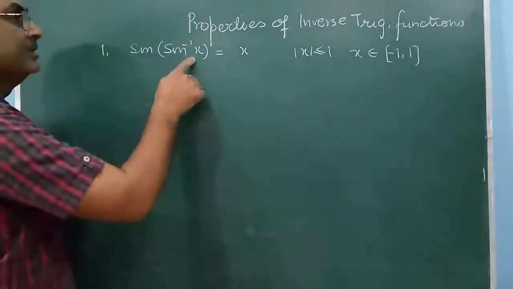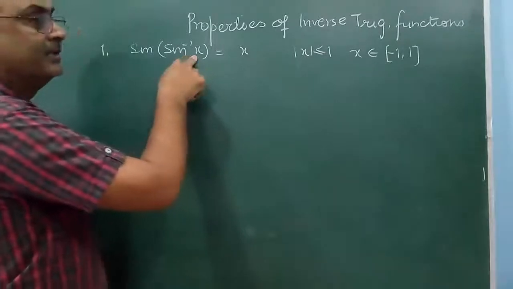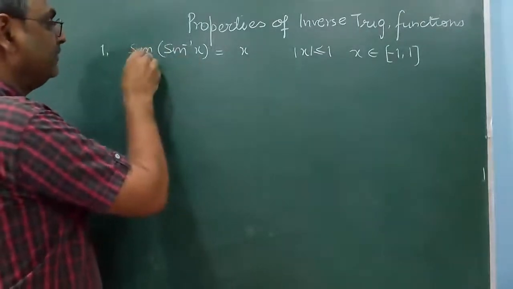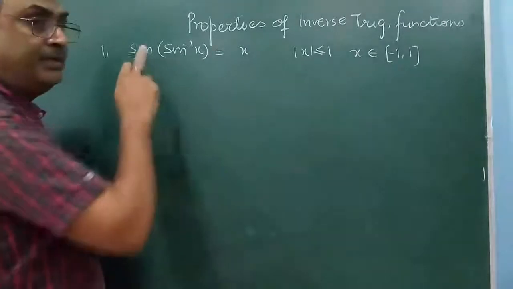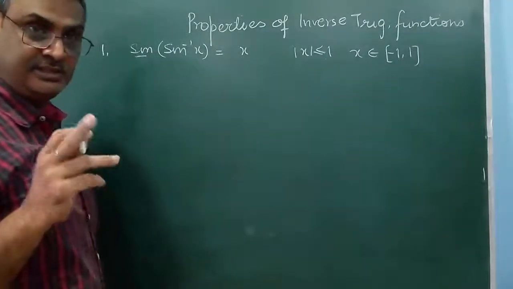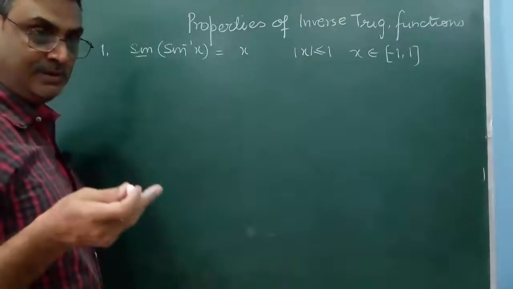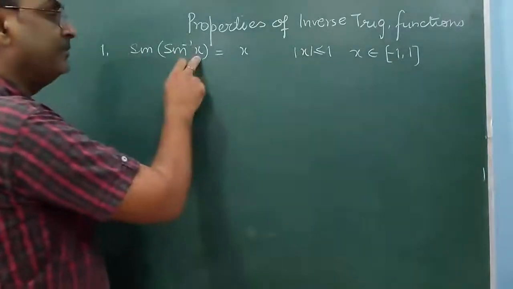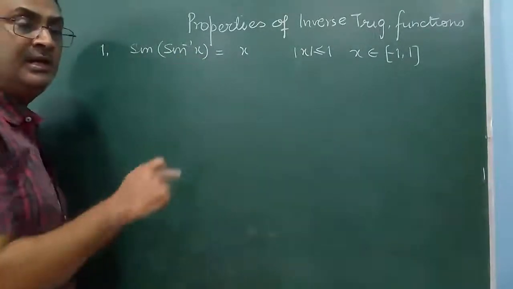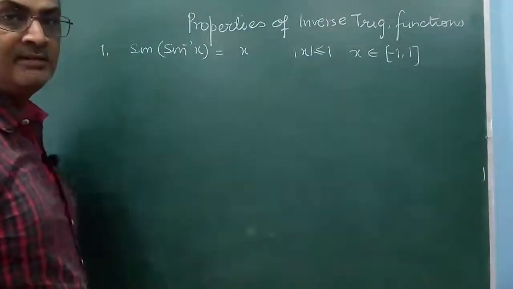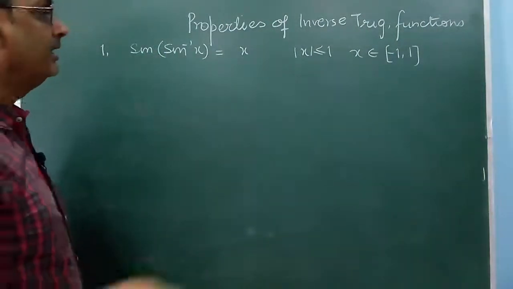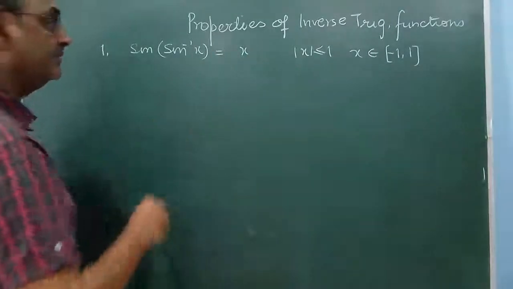What is x here? Whenever it is a trigonometric function like sine, cos, tan, the value of x will be in radians, pi by 2, pi by 4. Whenever it is in inverse form, then the value of x here will be numbers like 1, 2, 3 like that. So here it is -1 to 1.